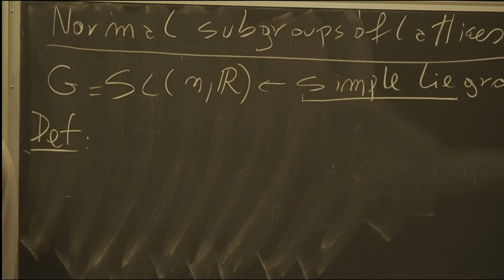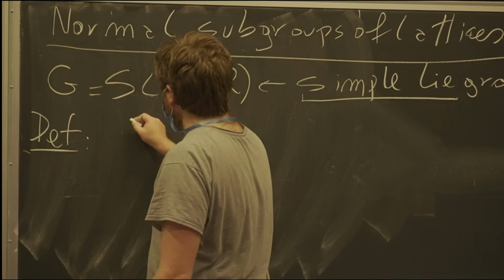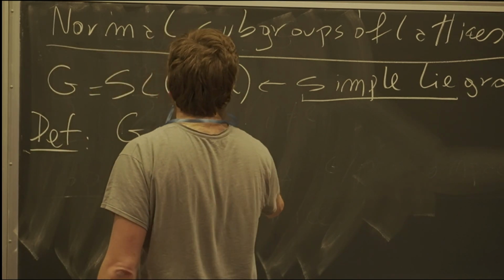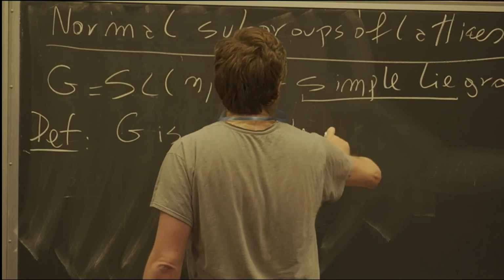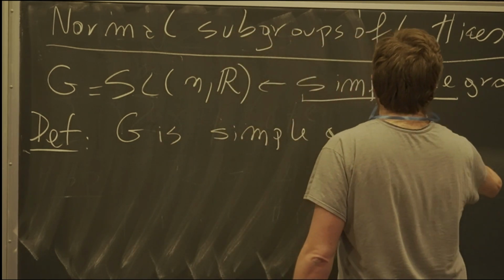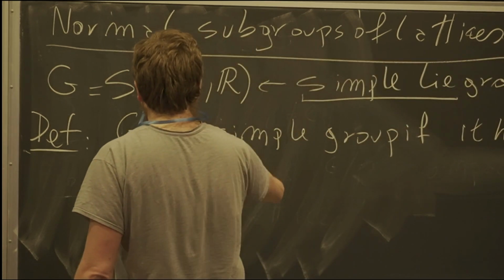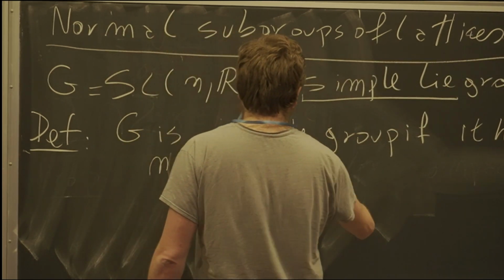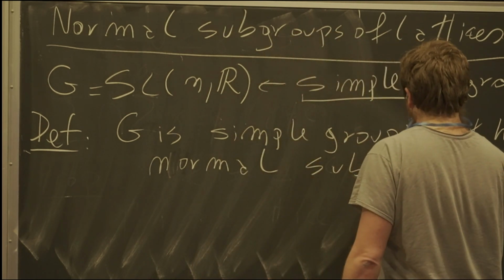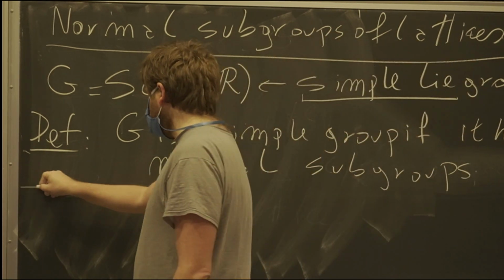Now, I have to apologize, I always forget. So yeah, simple is what I'm going to read. I always confuse perfect with simple. But I think I'm correcting what I'm going to say. So G is a simple group if it has no non-trivial normal subgroups. That's it.